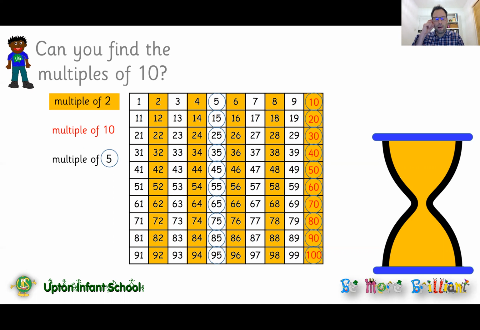Okay, let's have a look. Multiples of 10. I've coloured those ones in red on the 100 square. What's special about multiples of 10? That's right, they all end in a 0. If it's got a 0 on the end in the ones column, then it's a multiple of 10. And finally, our multiples of 5 can either end in 5 or 0. Okay, remember that because that will help you with our first game to get our brains warmed up.